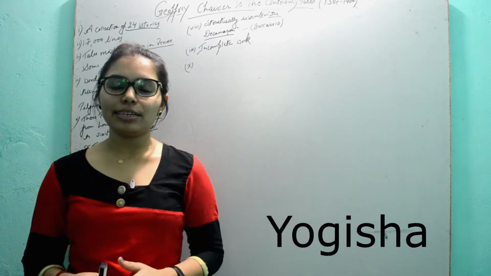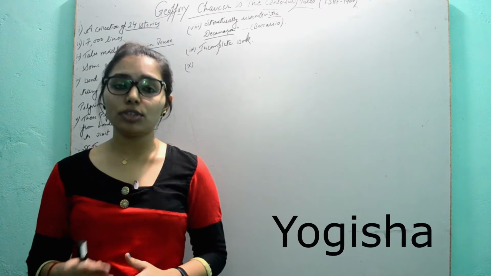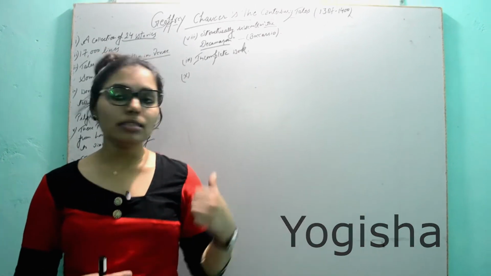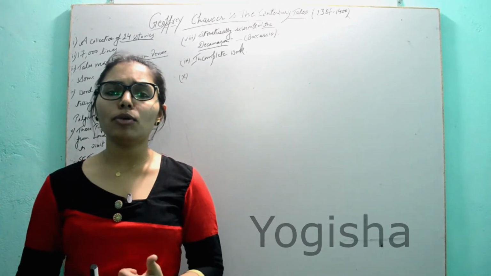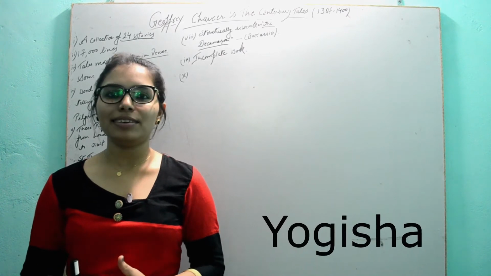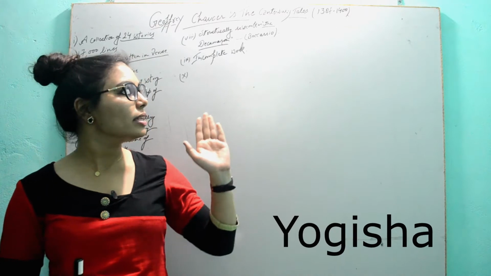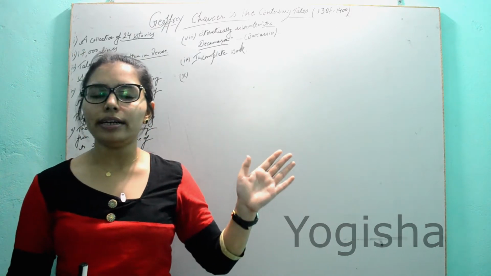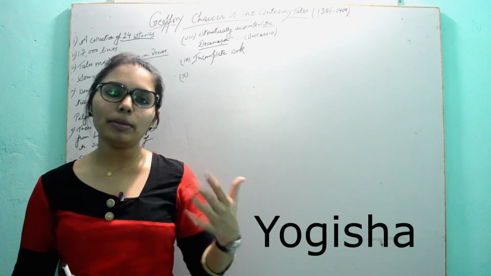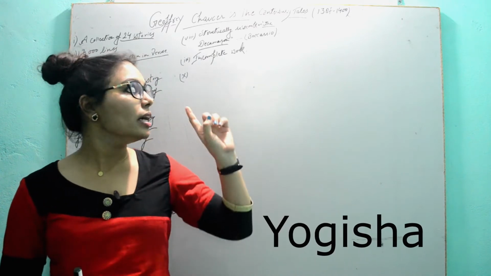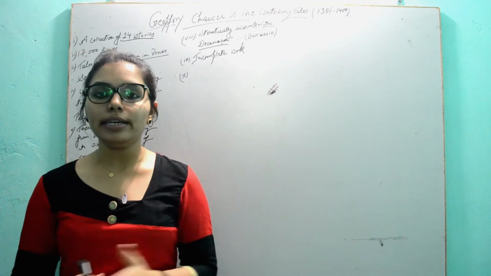In our last lecture, we discussed the works of Geoffrey Chaucer. In this video, we would be discussing one of his most important and most interesting works, which is the Canterbury Tales. It was written between 1387 and 1400. The date has not been fixed, but probably we can decide it in between 1387 and 1400.